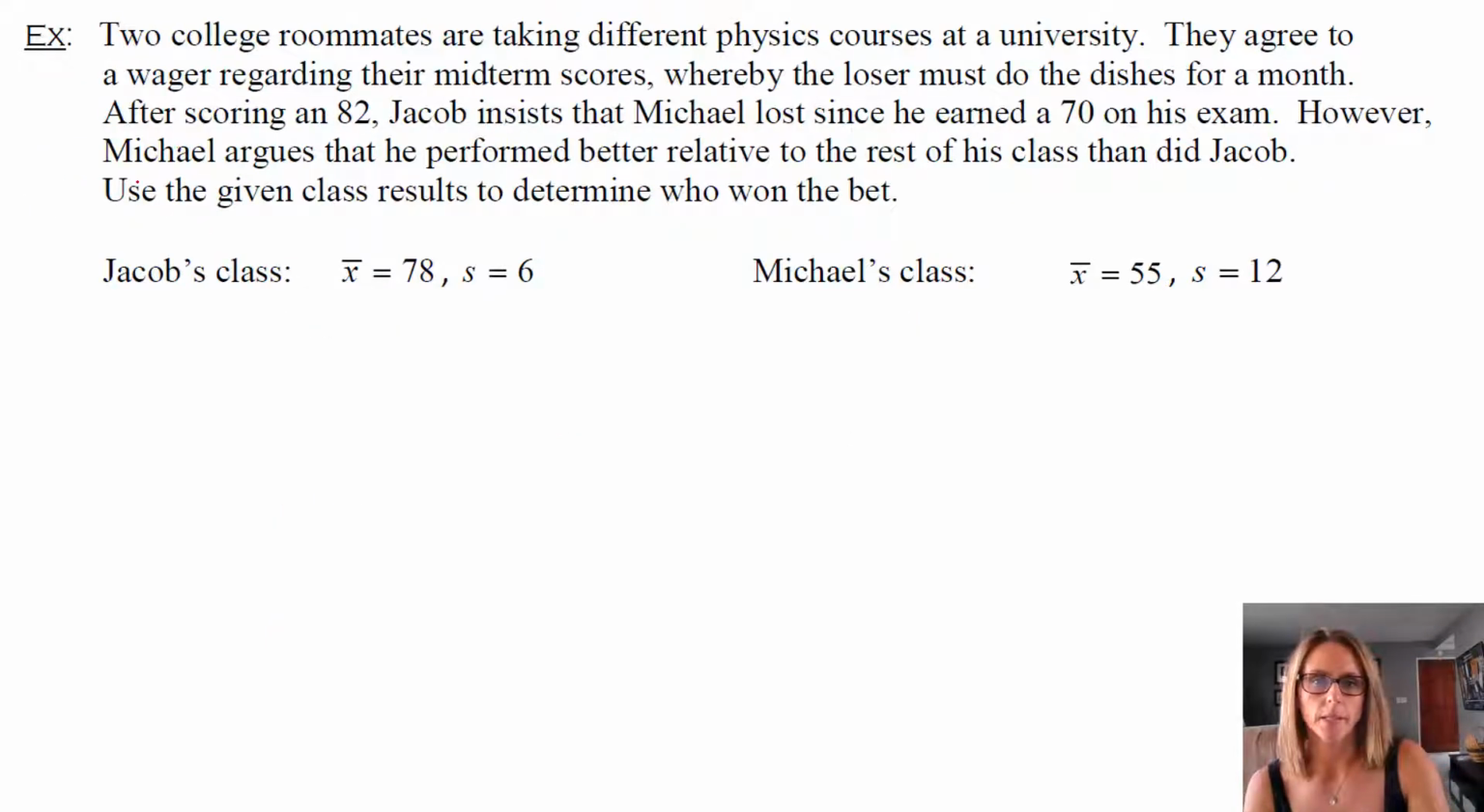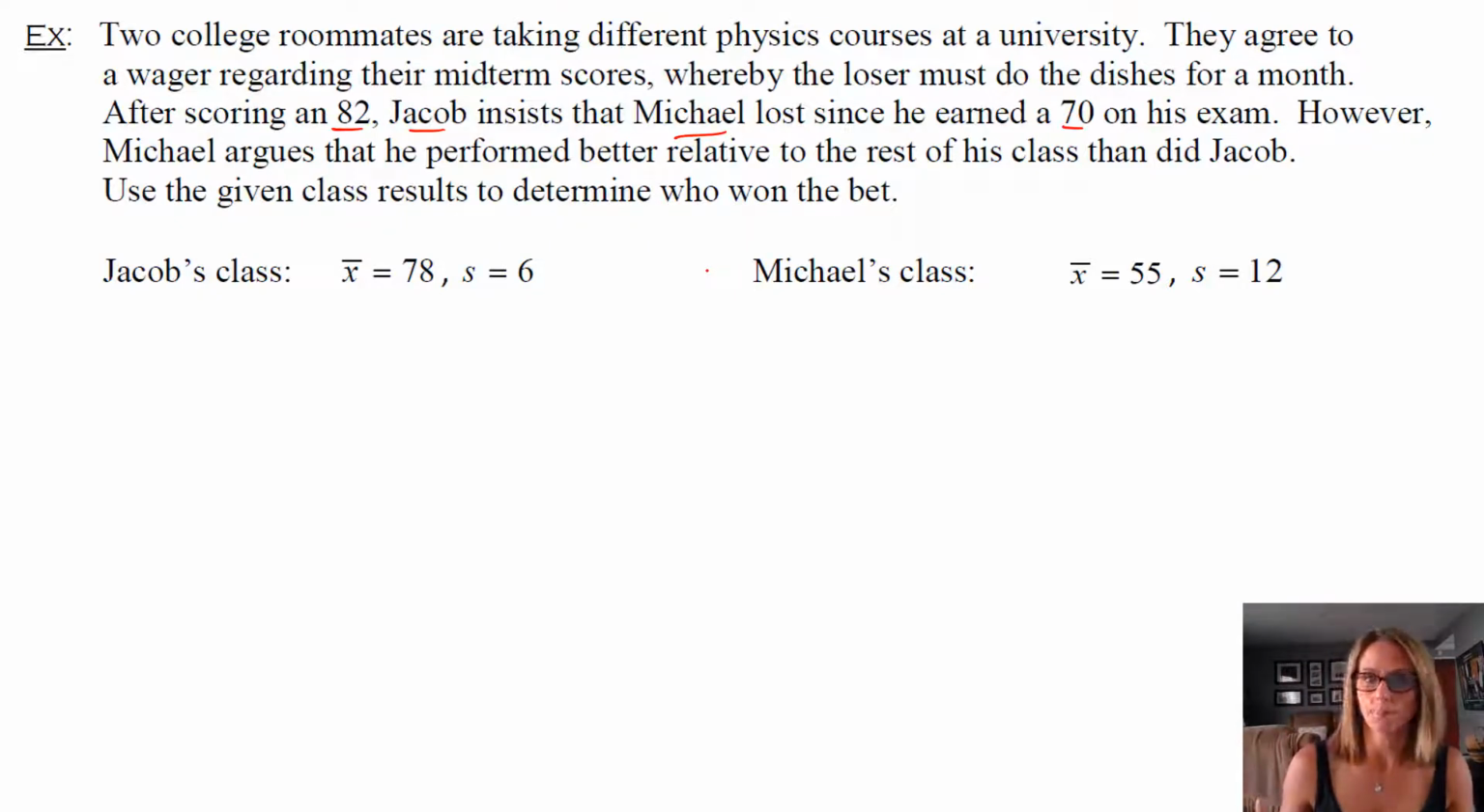We'll take a look at an example. We have 2 college roommates. They are both going to take a physics midterm, and they decide that it's a bet. Whoever loses has to do the dishes for a month. Now, Jacob gets an 82 on his physics exam. Michael got a 70. But they didn't have the same instructor, so they're taking different courses. So they both find out the mean for their class as well as the standard deviation.